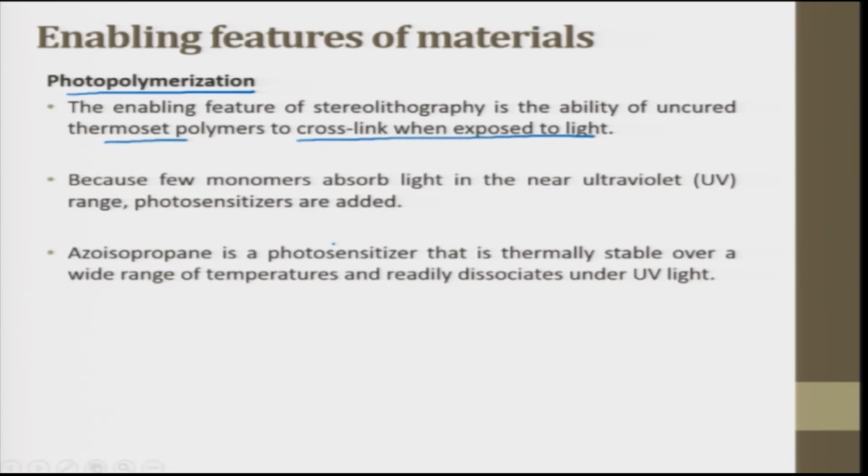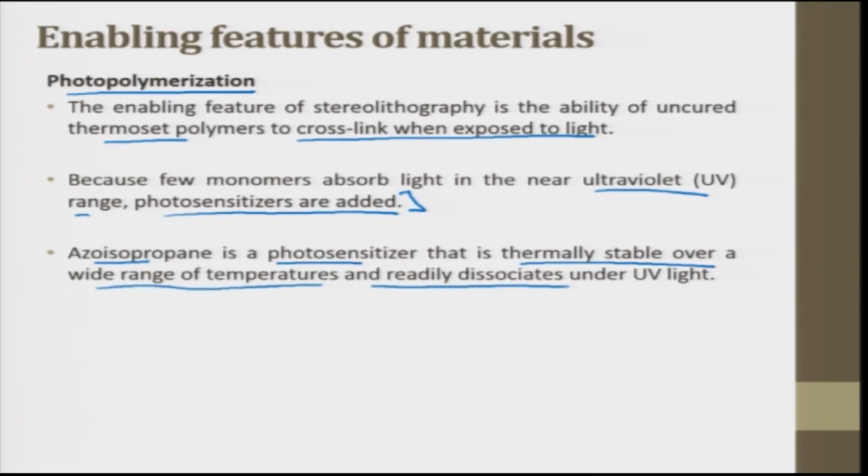just the recall, because few monomers absorb light in the near ultraviolet range, photosensitizers are added. These are chemicals that absorb light in the near UV range and dissociate into free radicals. So, these are added here. Azoisopropane is a photosensitizer that is thermally stable over a wide range of temperatures and readily dissociates under UV light. This is one of the examples here.